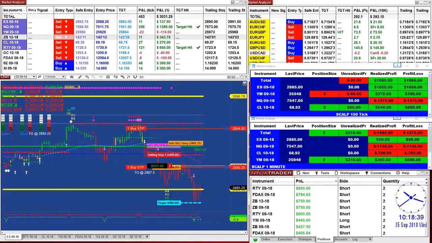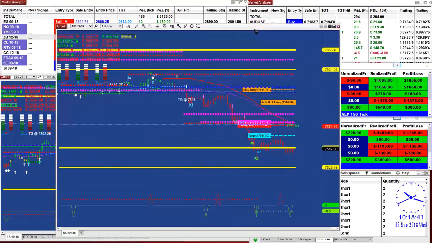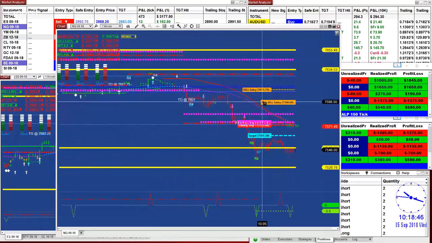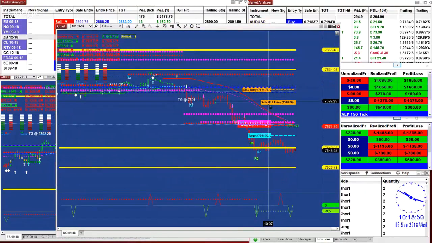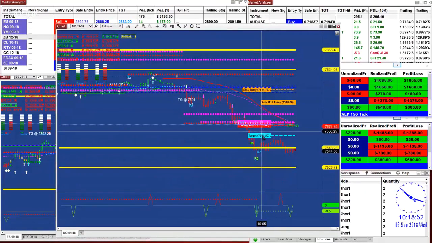Now, if we want to cover the Nasdaq. Here is our sell entry. This is the re-entry point. This is a double resistance, and now we are way below our target.